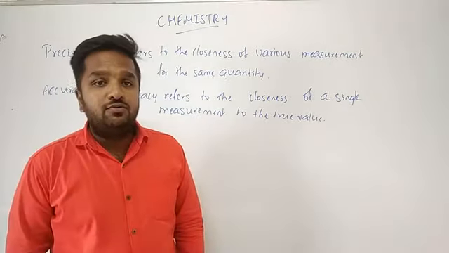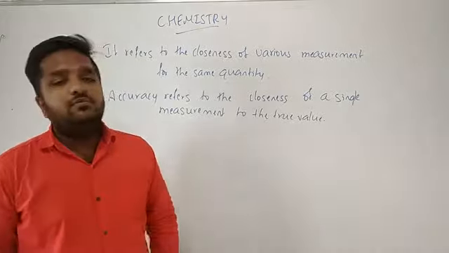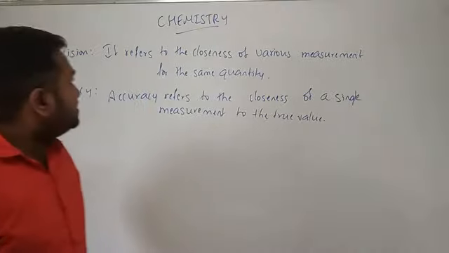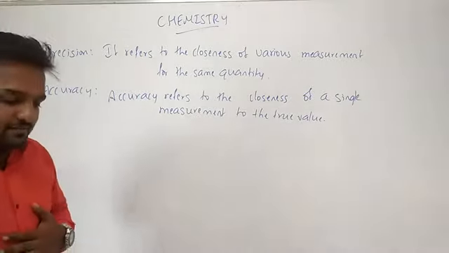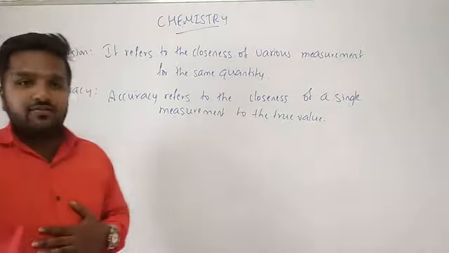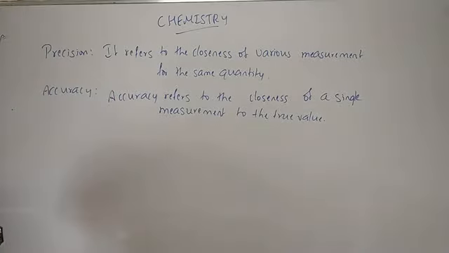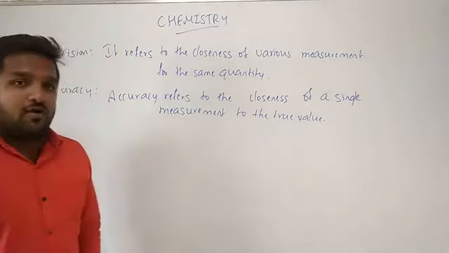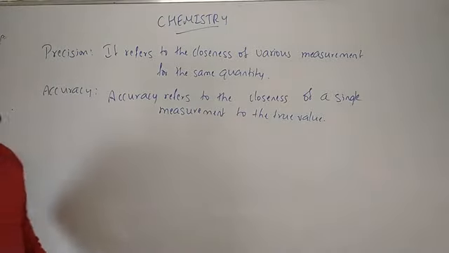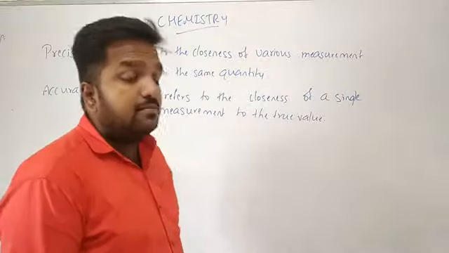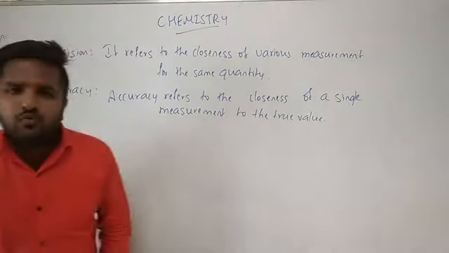In this video we are going to talk about two new concepts called precision and accuracy. Let me directly go for the definition of these two. Precision refers to the closeness of various measurements for the same quantity, whereas accuracy refers to the closeness of a single measurement to its true value.